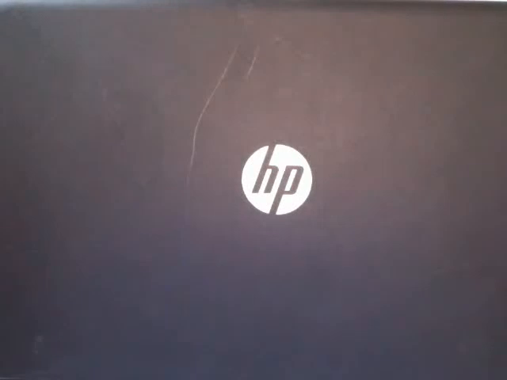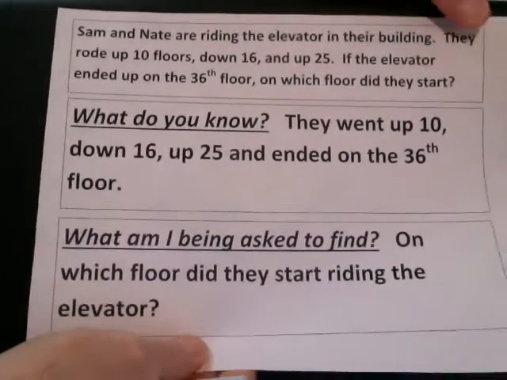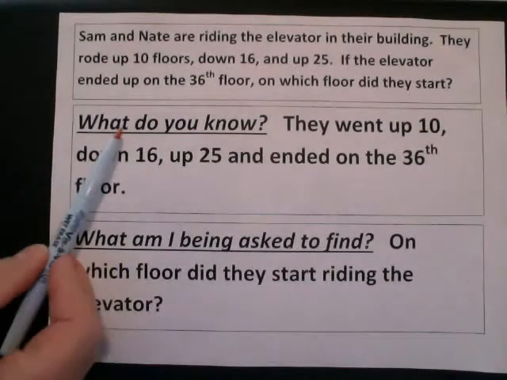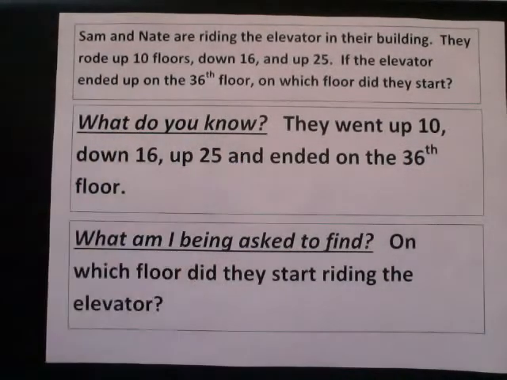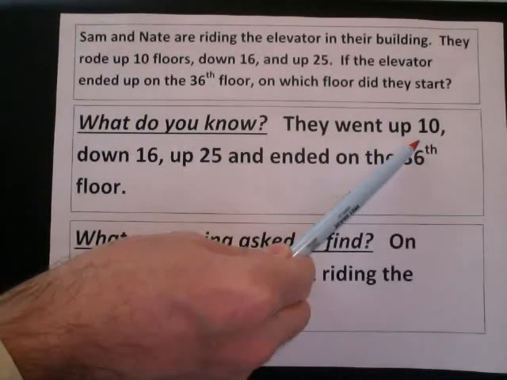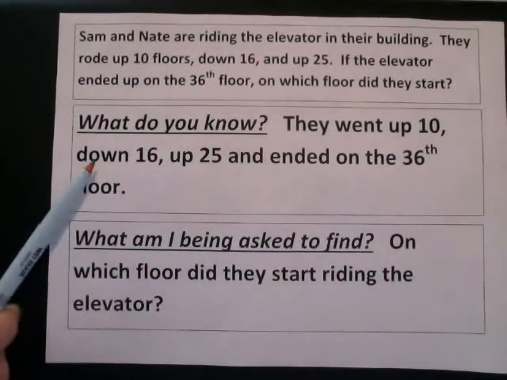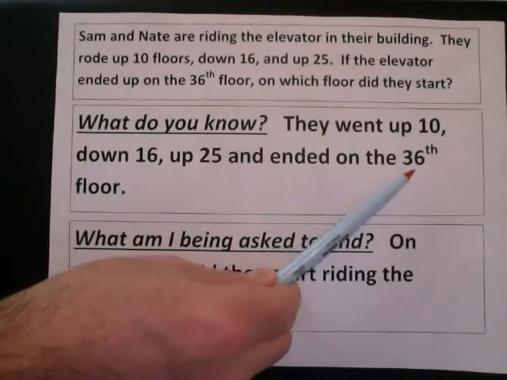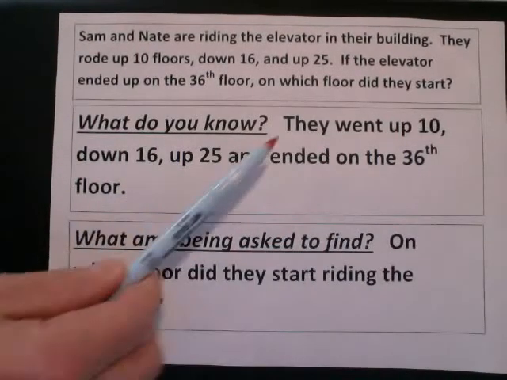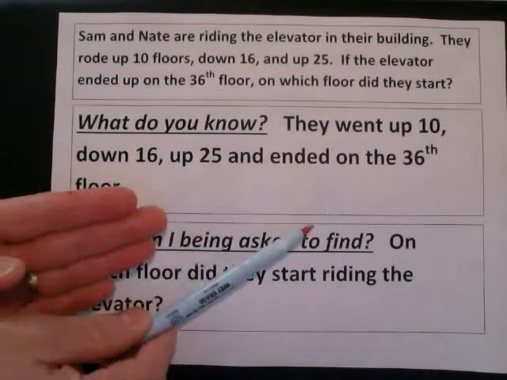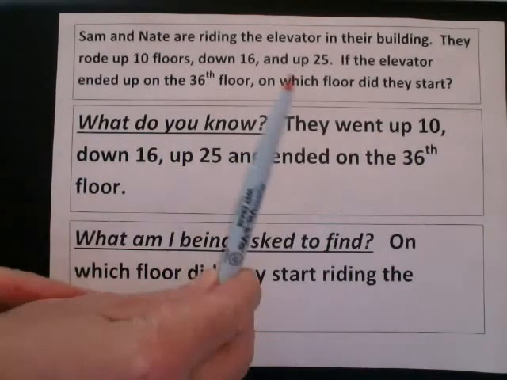Now, if you're going to do some problem solving and reasoning, you want to ask yourself, what do you know? Well, we know, like we just discussed, that they went up 10. 10's a positive up. They went down 16, and then they went up 25, and ended on the 36th floor. Can you kind of picture this on a number line? And because it's a building and an elevator, you could picture your number line going up and down.